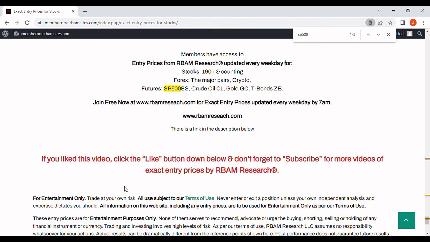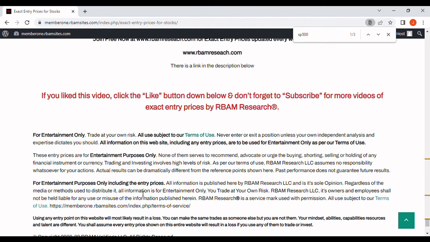If you look at our information, keep in mind that all of our opinion and everything, including our entry prices, is for entertainment purposes only. Can't use it for anything other than entertainment. You should always do your own analysis, and you definitely trade at your own risk.